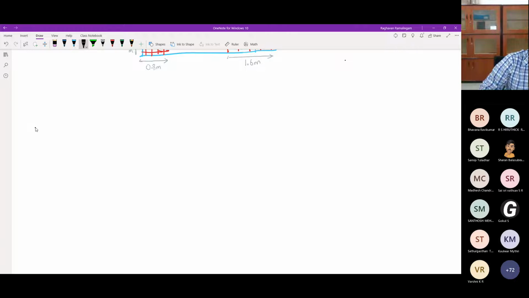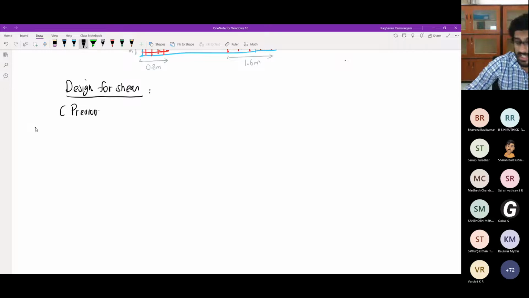In this one, we are going to use one of the previous beam problems which we already designed for moment. The same thing, we are going to look at what the shear is in that particular beam and try to find the shear reinforcement for that particular beam. So that beam details are like this. I'll probably just move a little bit ahead and show you.